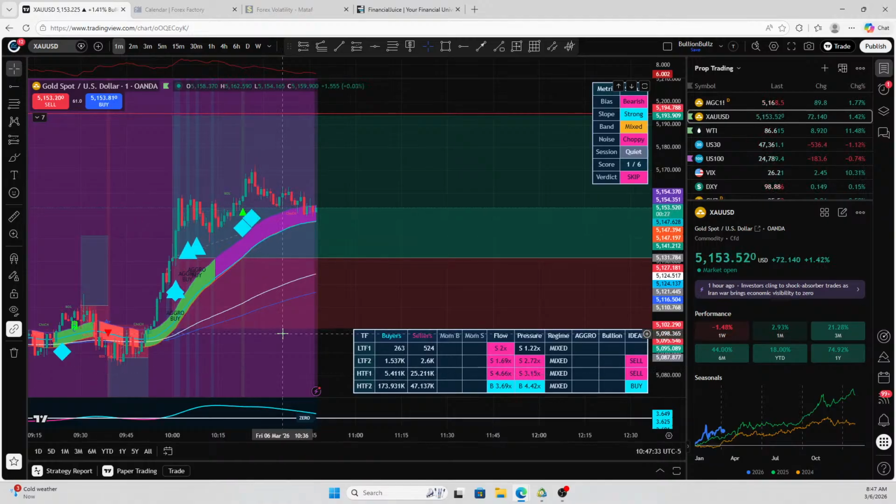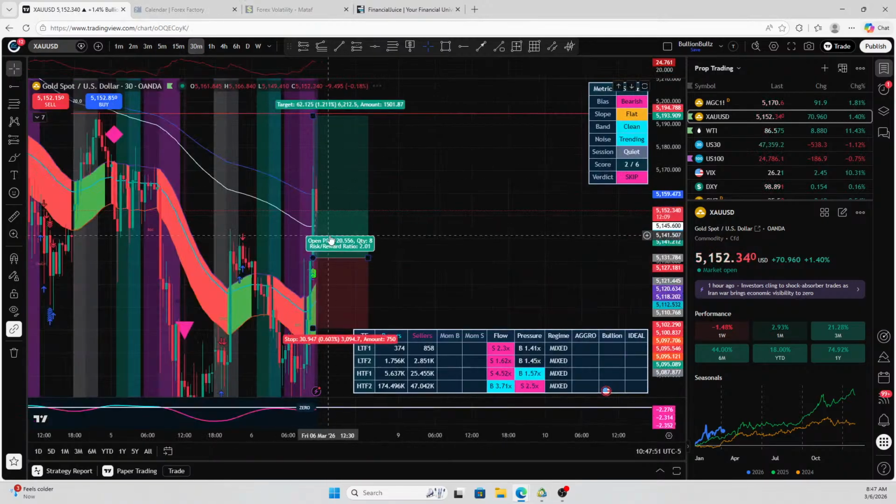Yeah, price is just consolidating here. And we can see pressure is kind of staying between 4 and 5 right now. We're waiting actually for the 30-minute candle close.